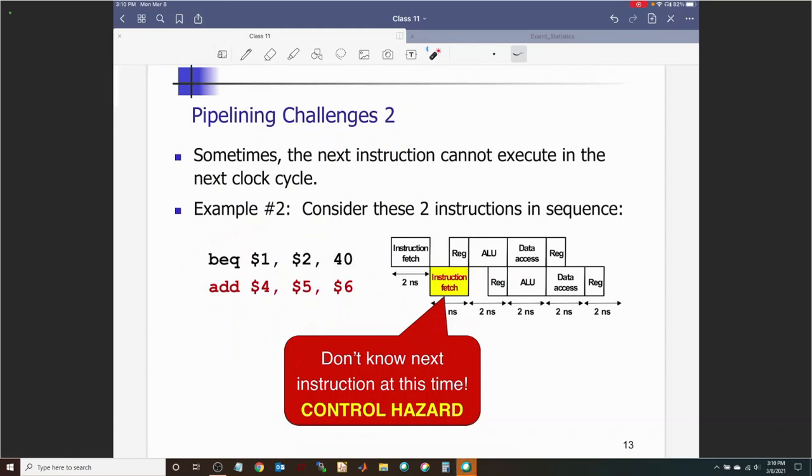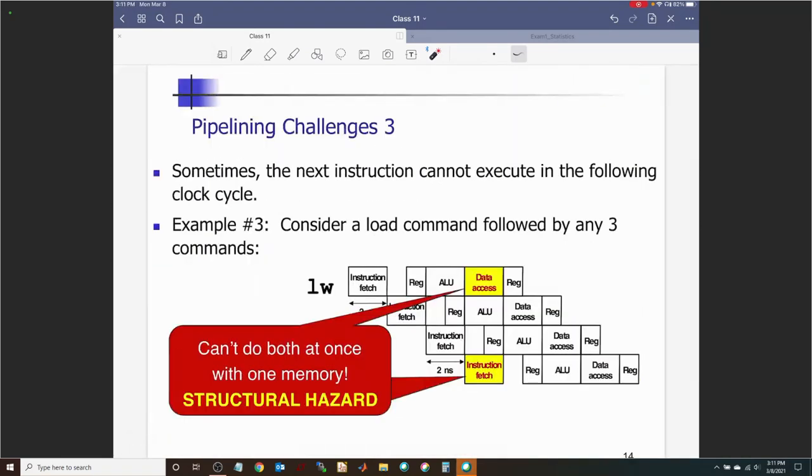So this is your control hazard. Let's go to pipelining challenge number 3, which is structural hazard. In this case, you have a load command followed by any three commands. You have a load command here in which you are trying to do some data access, right? You are trying to do a memory read over here. And you have three instructions after that load word. If you look at the third instruction right here, the time at which the load word instruction is trying to read the memory to do data access is the same time at which the last instruction in this list is trying to read the memory for instruction fetch. Over here also there is a memory read.